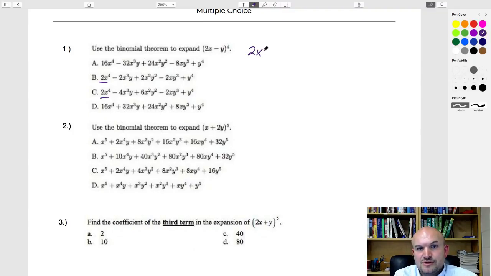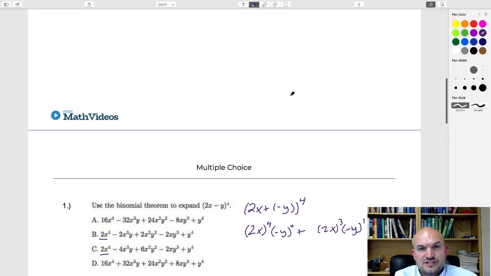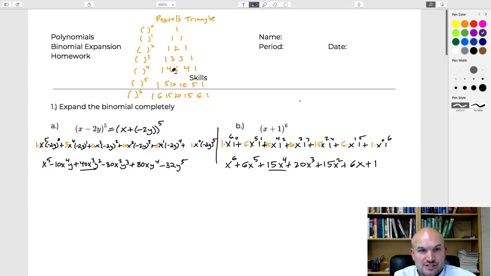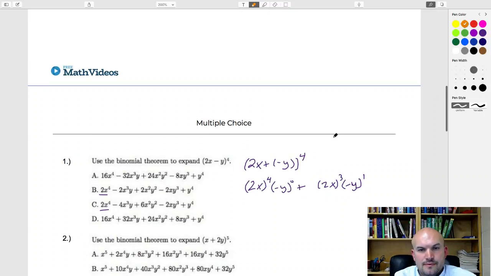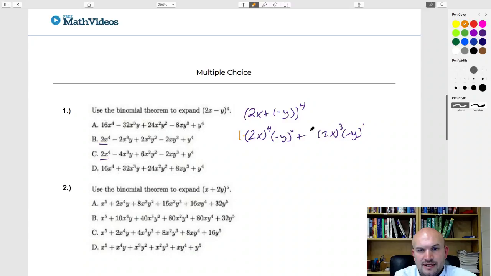The first thing I'm going to do is take 2x and raise that, and negative y, to the fourth. So I know my first term is going to be 2x to the fourth times negative y to the 0, and then plus 2x cubed times negative y to the first. Now for the coefficients, I need to go back up to my binomial expansion. You can see my coefficients there are going to be 1 and 4. So I'm going to have a coefficient of 1 here and 4. All right. So I have 2x, 2 raised to the fourth power, which is going to be 16. So that's going to be a 16x to the fourth.